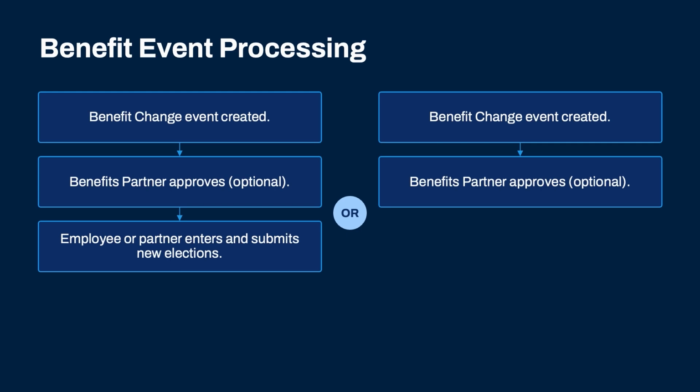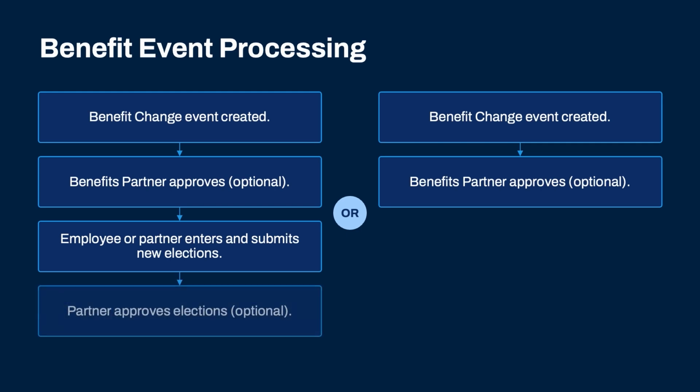If an employee got married and wants to add their spouse to their benefits, they would first initiate the benefit change process. Then, once the partner approves the event, the employee can enter their new spouse's information as a dependent and change their healthcare, insurance, or any other applicable additional benefits plans. When complete, they submit the new elections. Again, depending on your administrator's configurations, there may be another optional approval step that routes to a partner before any benefit election changes go into effect.